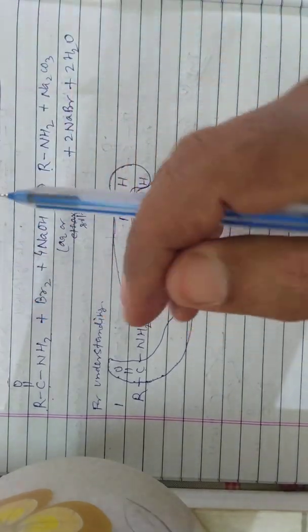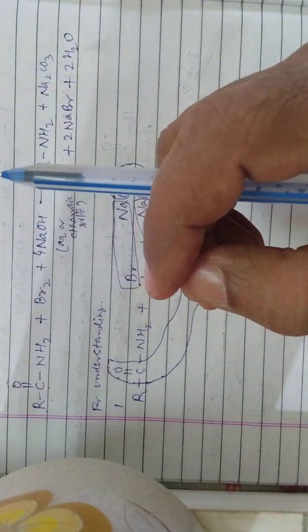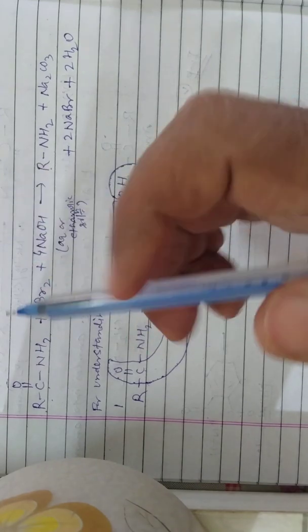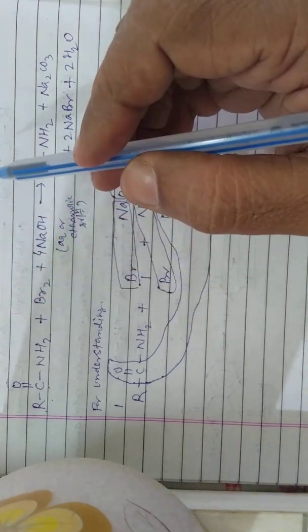So it is very important. Short notes come on ammonolysis, Gabriel phthalimide synthesis, and Hofmann bromamide degradation reaction.